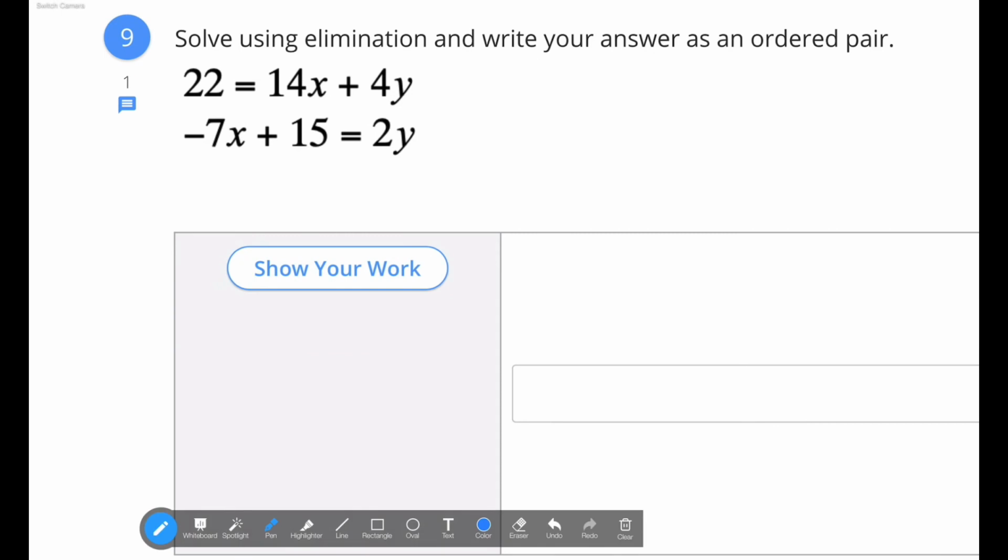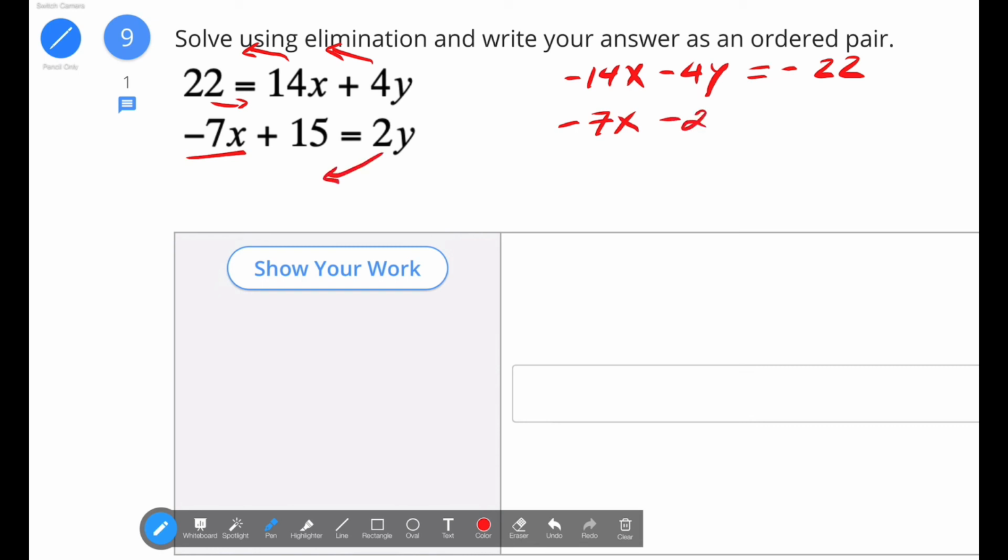First of all, rearrange. Second, create a common multiple. Third, eliminate. Okay, so rearrange. That's negative 14x minus 4y equals negative 22. Right, ax plus by equals c. That goes negative 14, negative 4, negative 22. Okay, that's on the correct side. Gonna move that over here, so minus 2y. And move that back on the other side, so negative 15.